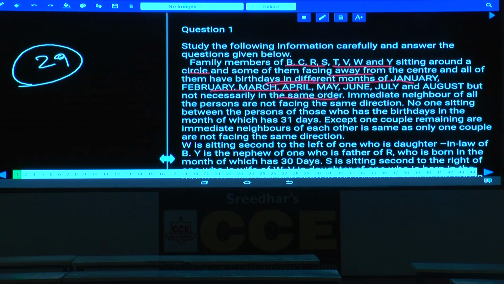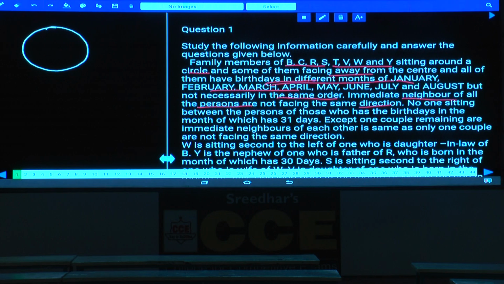Immediate neighbors of the persons are not facing the same direction. What can you infer from this? Let us take an example. How many persons are there? 8 persons: 1, 2, 3, 4, 5, 6, 7, 8. If this person is towards the center, the immediate neighbor will be away, then this person will be towards the center. Then if you take the case of this person, now this person is towards the center, the immediate neighbor is towards the center, and this person must be away from the center.